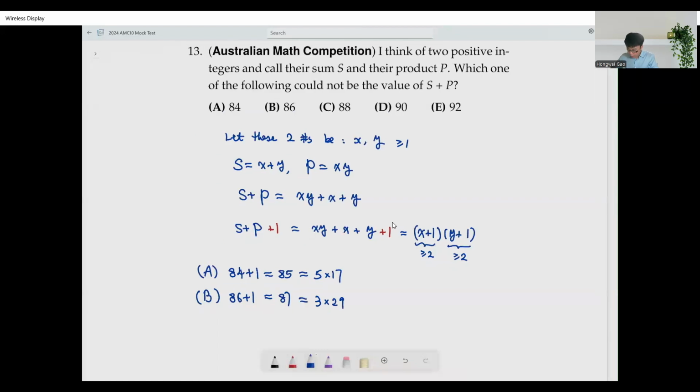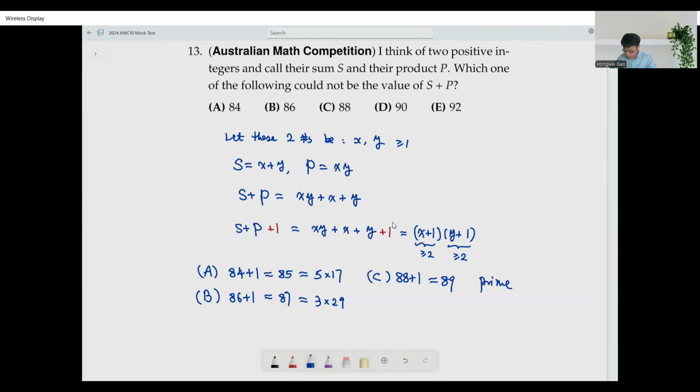And if you look at C, we have 88. 88 plus 1 is 89. 89 is not factorable into 2 numbers, both at least 2, because 89 is prime. So the answer here is C.